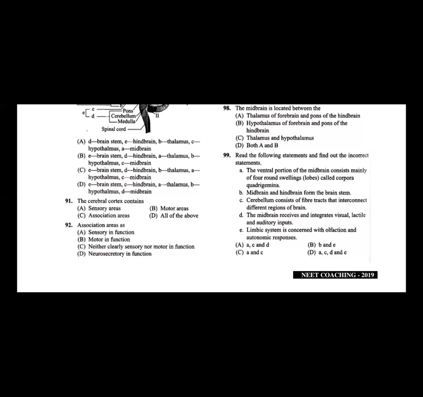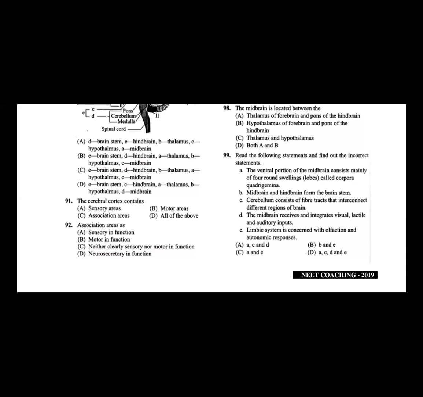Cerebral cortex contains sensory areas, which receive senses from various sensory organs. B is motor areas, which send messages to the various muscles in the body to perform certain functions. Association areas process the senses and keep them as memory that can be used in the future. So the cerebral cortex contains all of the above: sensory areas, motor areas, association areas. Question number 91, D is the answer, students.